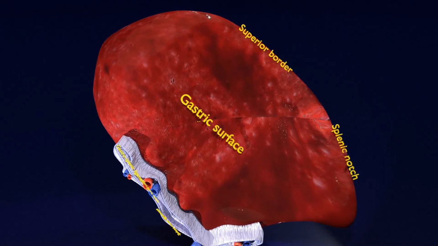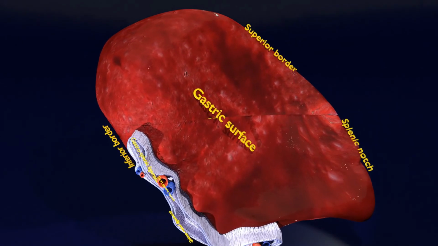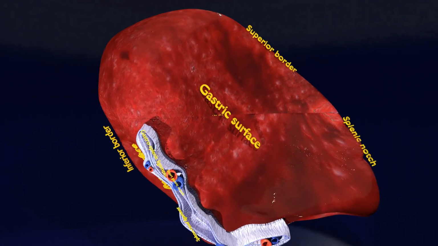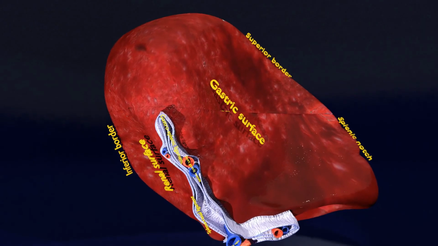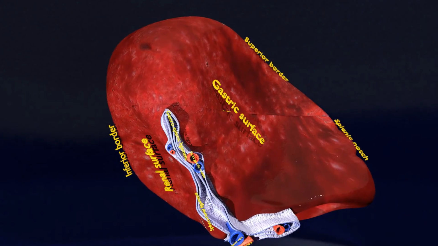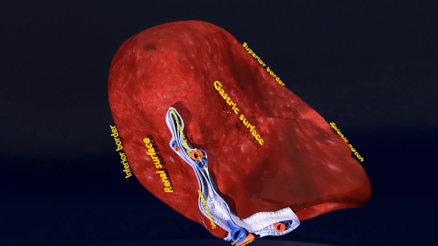Today I am going to explain about the gross anatomy of the spleen. As we can see, the spleen is an organ shaped like a shoe that lies relative to the 9th and 11th ribs and is located in the left hypochondrium and partly in the epigastrium. Thus, the spleen is situated between the fundus of the stomach and the diaphragm.